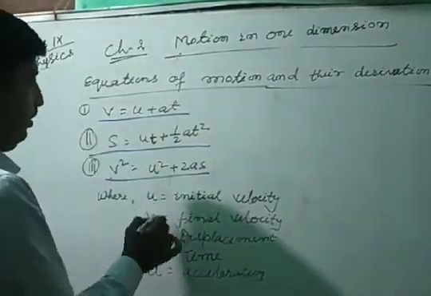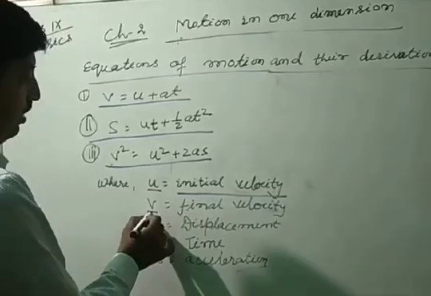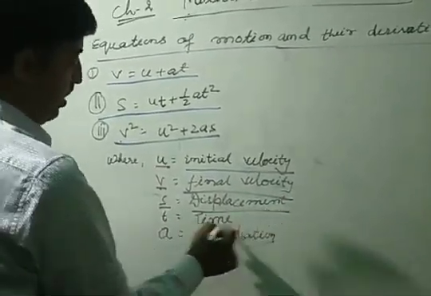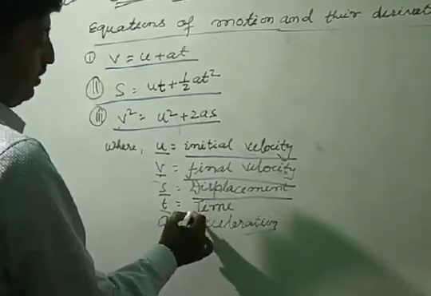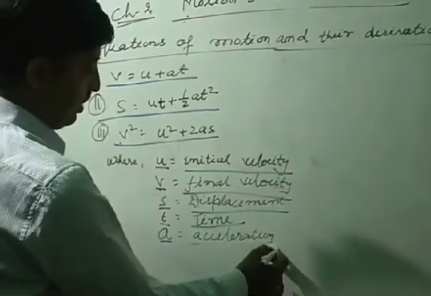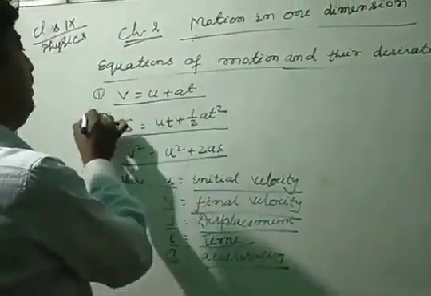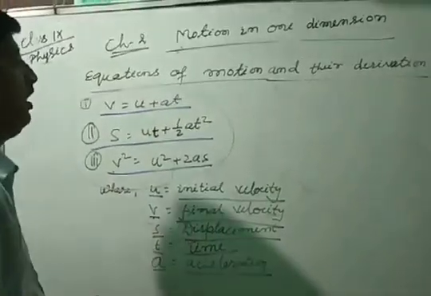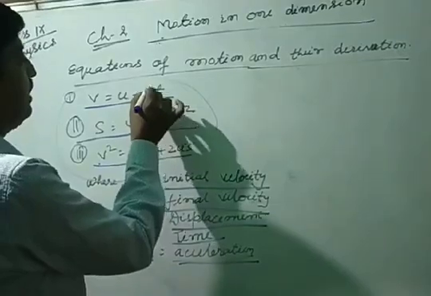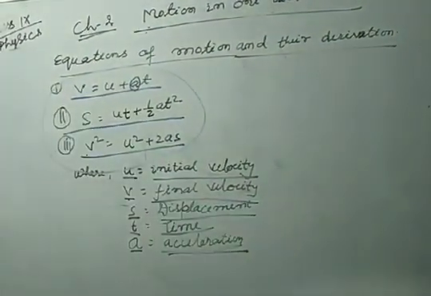Here the symbol u represents initial velocity, the symbol v represents final velocity, the symbol s represents displacement, the symbol t represents time, and the symbol a represents acceleration. Acceleration means uniform acceleration. All these equations of motion are valid only when the acceleration is uniform. So these are the three equations of motion.